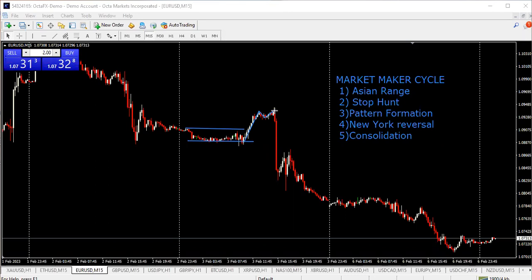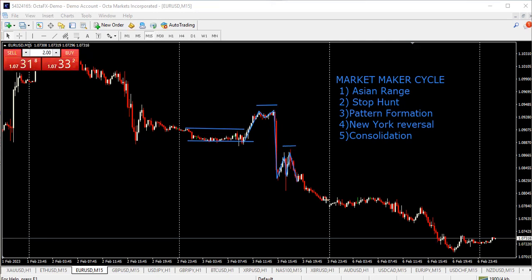Once you see this pattern, you want to place your stop loss at around this level, above this level, then you would want to sell. Then as the market moves down, the market gets here and gives us a re-entry, M formation again. You want to enter here again, so stop loss above the high.